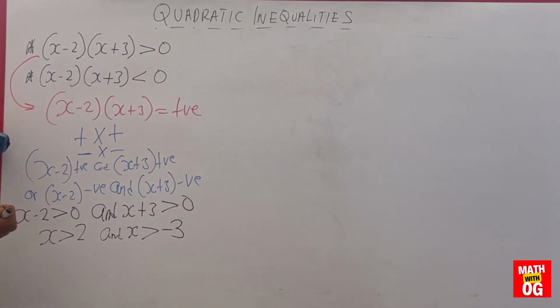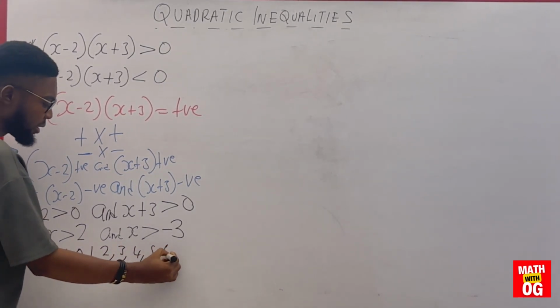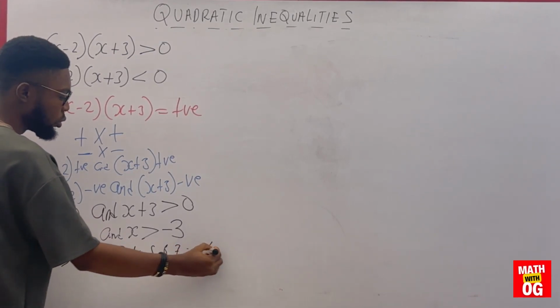We have to combine these two inequalities together. Now how do you combine? We are looking for those values of x that are greater than 2 and at the same time greater than minus 3. So I will explain this in two ways. One way to explain this, let's start with numbers greater than minus 3. You have your minus 2, you have your minus 1, you have your 0, you have your 1, 2, 3, 4, 5, 6, 7, down to infinity.